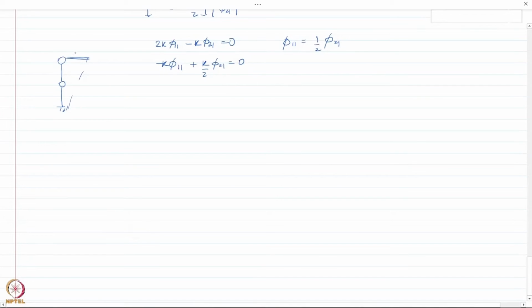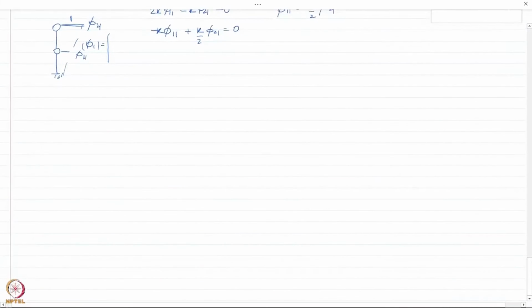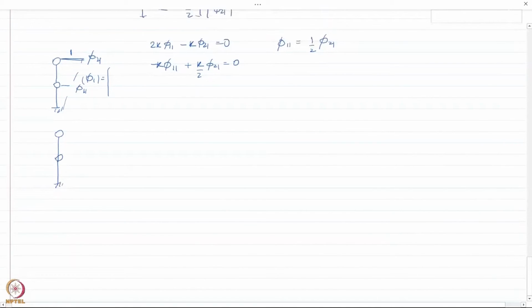So let us say we assume it to be 1, which for phi 1, remember, this quantity is phi 21 and this is phi 11. For phi 2, again the same quantity would be phi 22 and phi 12 for the second mode. So let us first deal with the first mode. If I assume my phi 21 equal to 1, my phi 11 becomes half. So my first mode shape I get as half and 1.